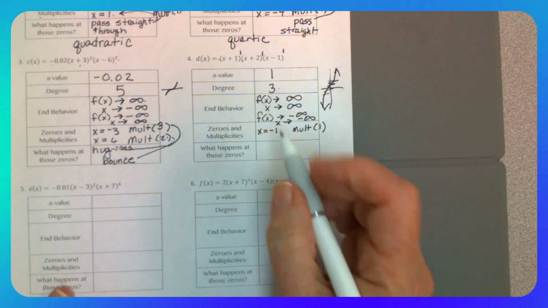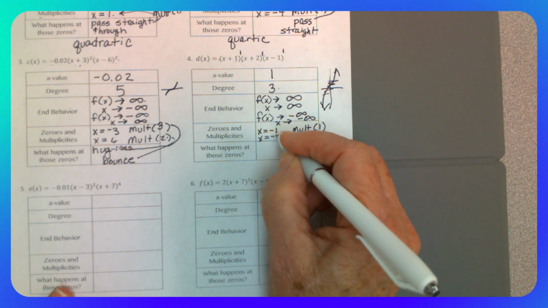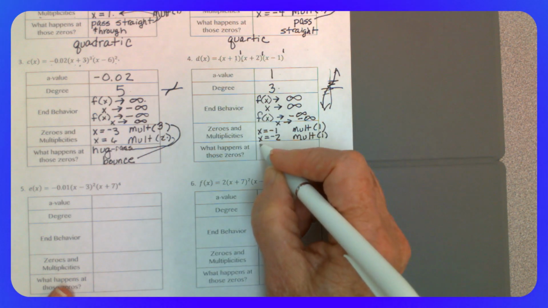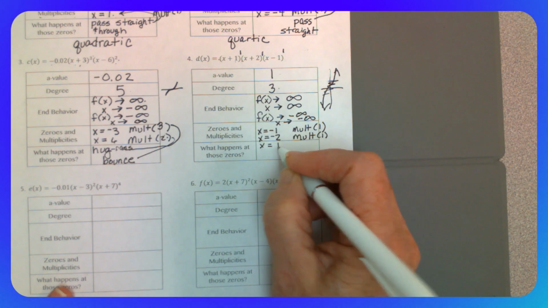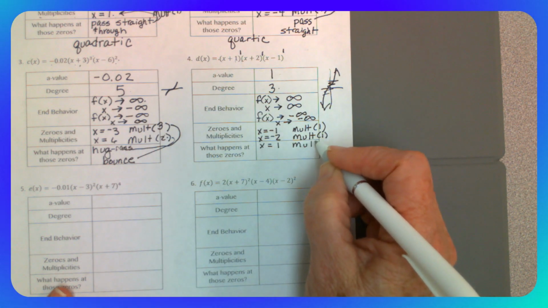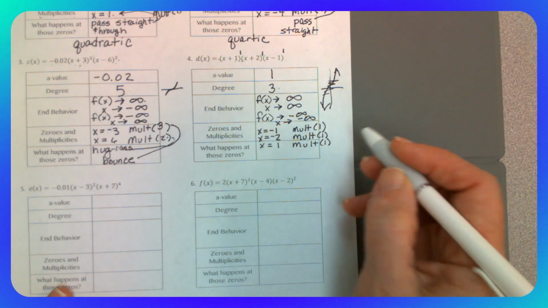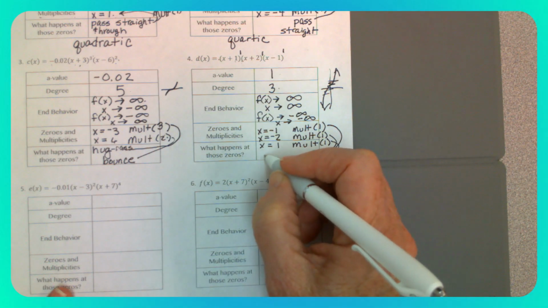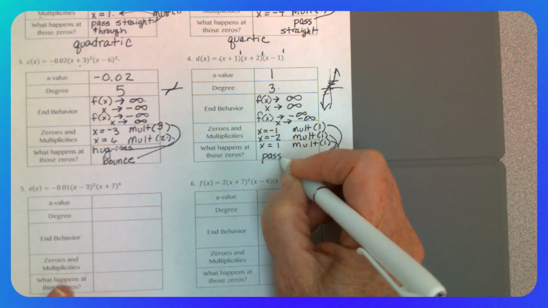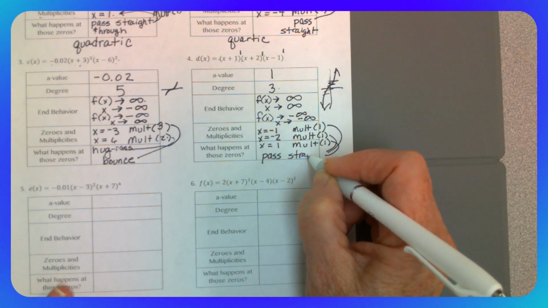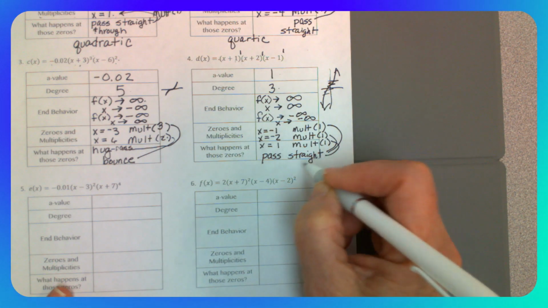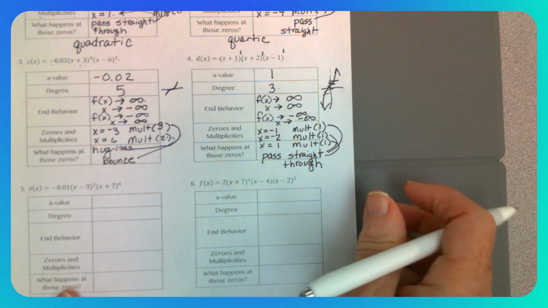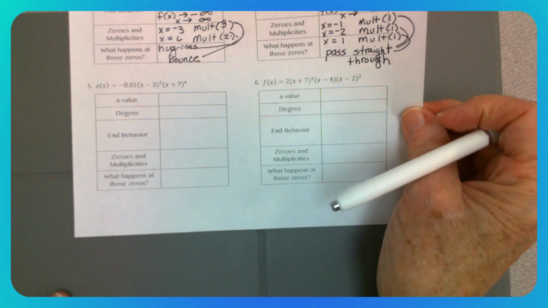All right, at x equals negative 2, we have a multiplicity also of 1. And then at x equals positive 1, we have a multiplicity of 1. So all of these are going to pass straight through. Okay, let's go to number 5.